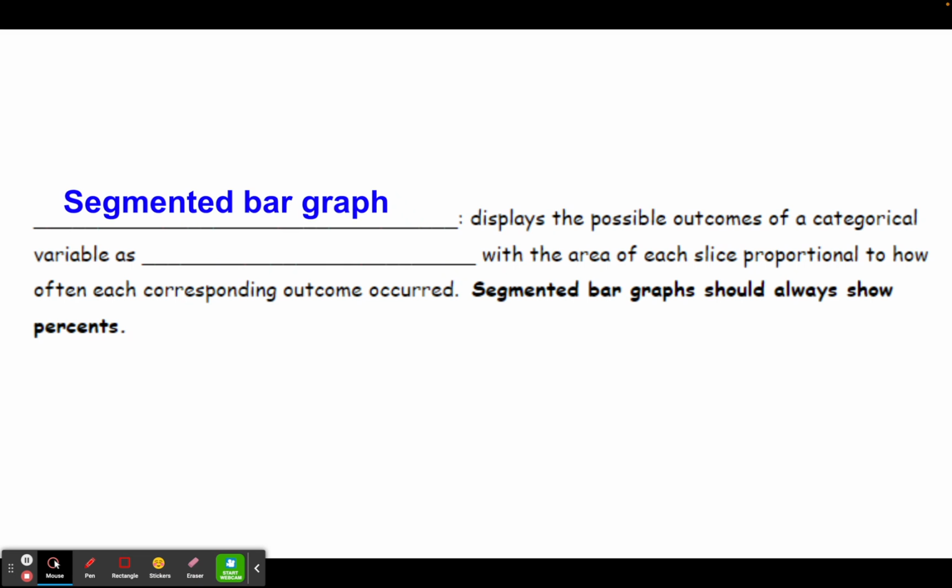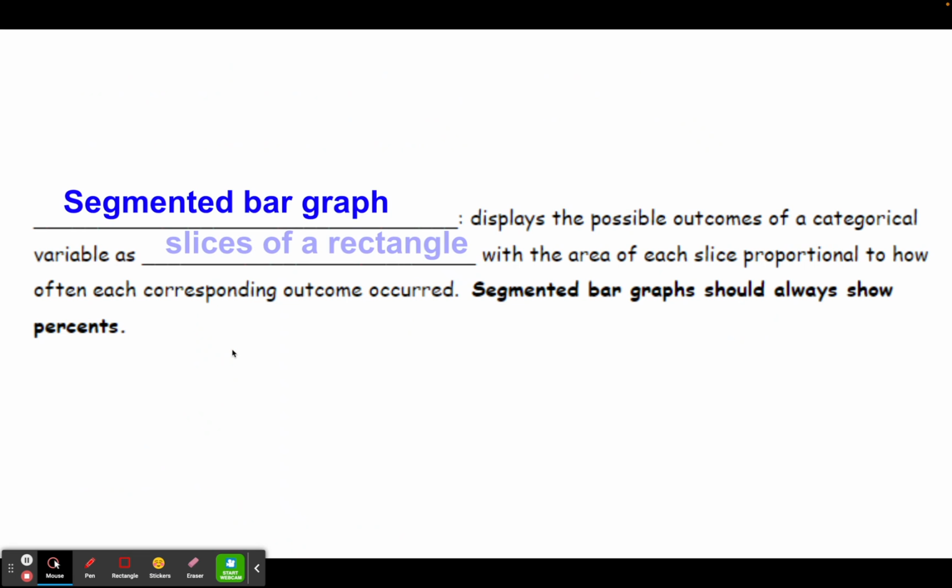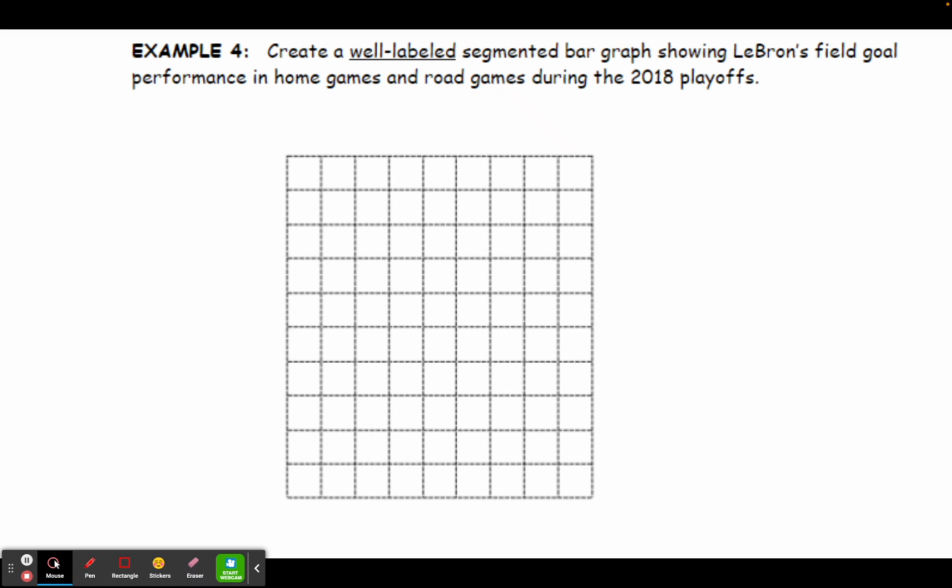Finally, we're going to make what's called a segmented bar graph. And a segmented bar graph displays the possible outcomes of a categorical variable as slices of a rectangle, with the area of each slice being proportional to how often the corresponding outcomes occurred. Segmented bar graphs should always show percents. When you're making a regular bar graph, a lot of times we use percents, but it's not required. With segmented bar graphs, we must show percents. So we're going to create a segmented bar graph showing LeBron James' field goal performance in home games and road games during the 2018 playoffs.